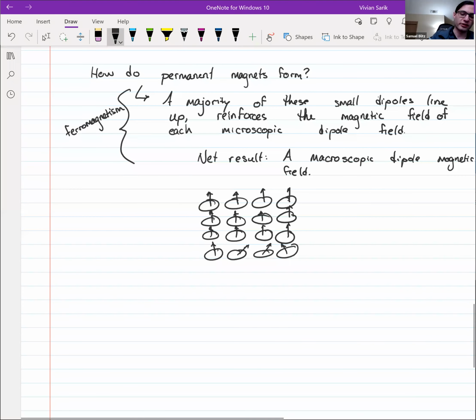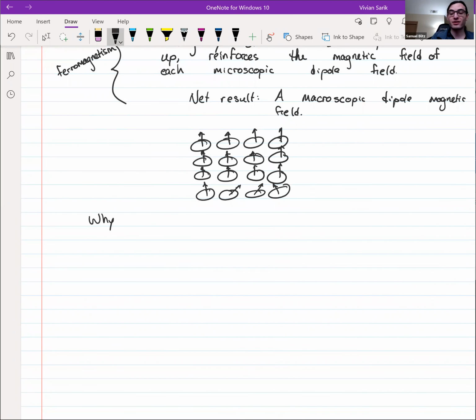So that's why some metals and some materials are magnetic. It's because they have this property called ferromagnetism, which allows their dipole moments to line up and produce a macroscopic dipole field, which is a magnetic field. Then the question is, why is it that ferromagnets stick to some non-ferromagnetic things?